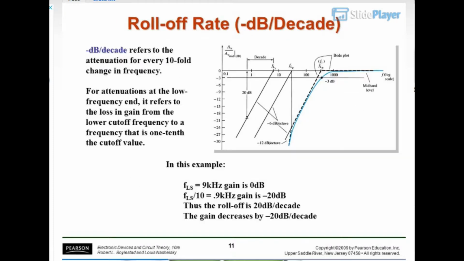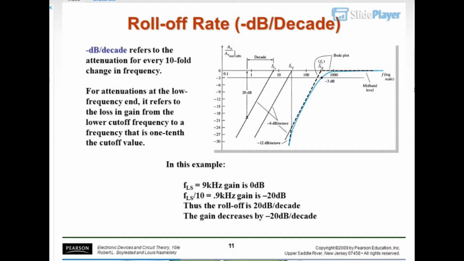10. Roll-off rate, decibel/decade. Decibel/decade refers to the attenuation for every 10-fold change in frequency. For attenuations at the low frequency end, it refers to the loss in gain from the lower cutoff frequency to a frequency that is 1/10 the cutoff value.